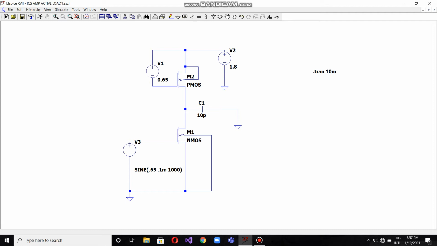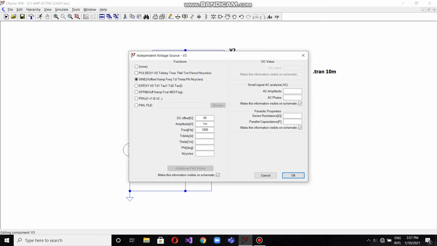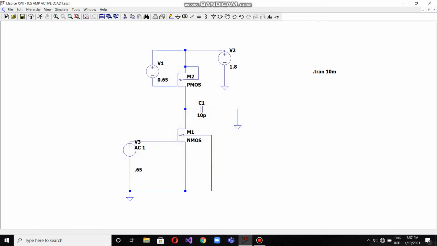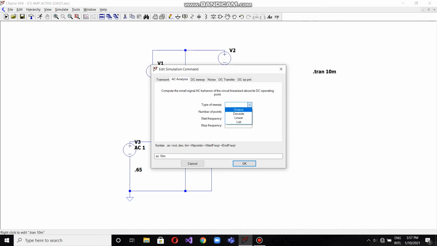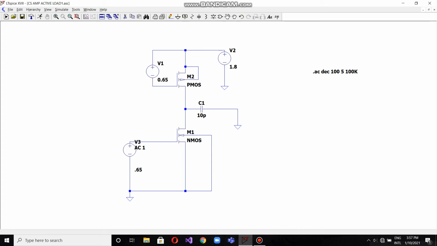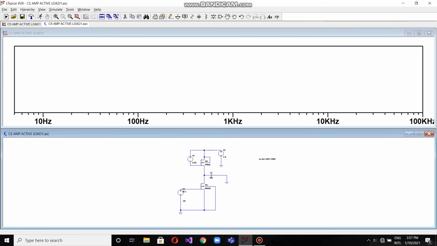Now I will go for the AC analysis of this circuit. For AC analysis, I have to change the property of source. For that, I'll put the DC value of 0.65 and an AC amplitude of 1. Now I have to edit the simulation command. I'll take decade, 100 points. So I'll take 100 kilohertz. Now I'll run the circuit and check the output.